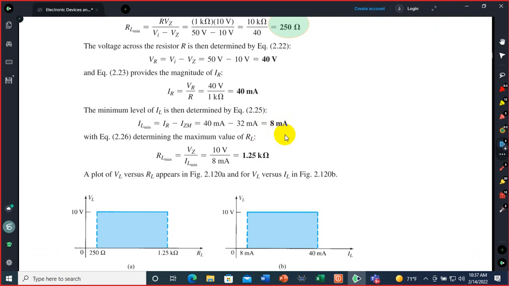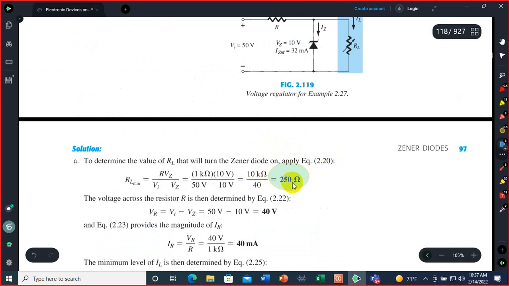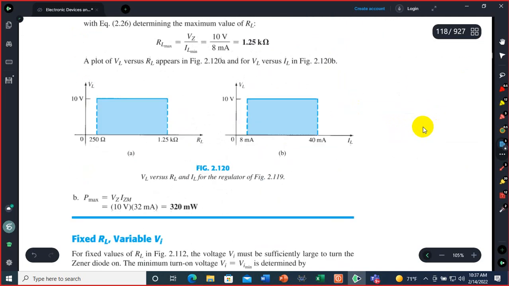Okay, and with equation 2.26 we determine the maximum value of RL. So this is the minimum value, 250 ohm, and what is the maximum value? Use this equation 2.26.